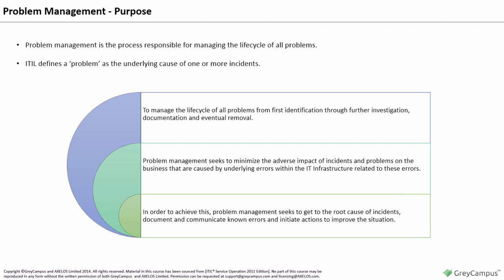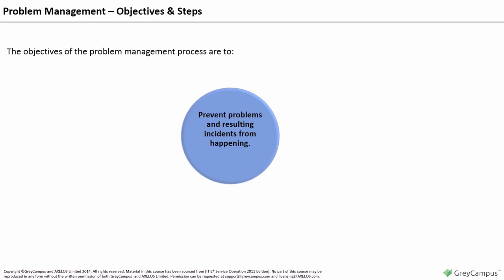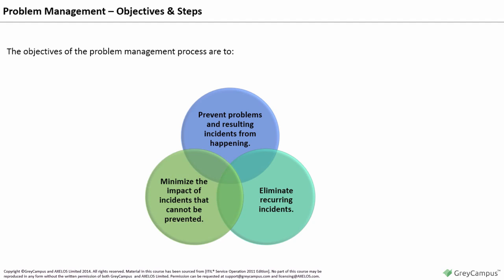In order to achieve this, problem management seeks to get to the root cause of incidents, document and communicate the known errors, and initiate actions to improve or correct the situation. Problem management, objectives and steps. The objectives of the problem management process are to prevent problems and resulting incidents from happening, eliminate recurring incidents, minimize the impact of incidents that cannot be prevented.